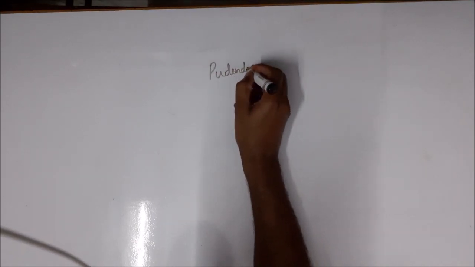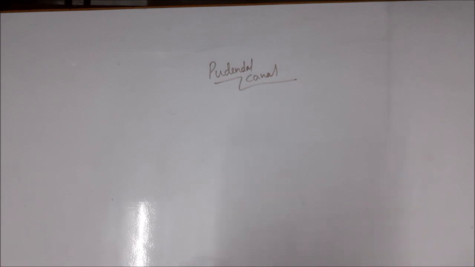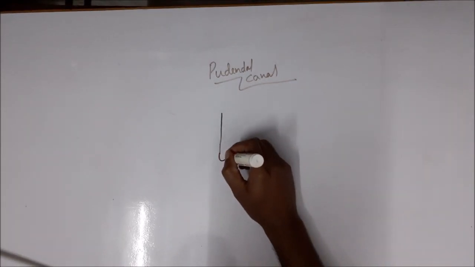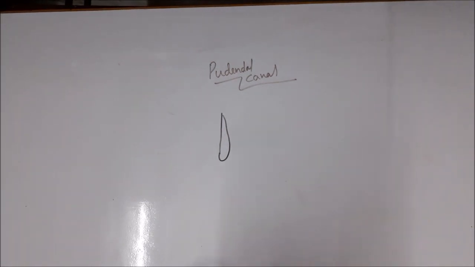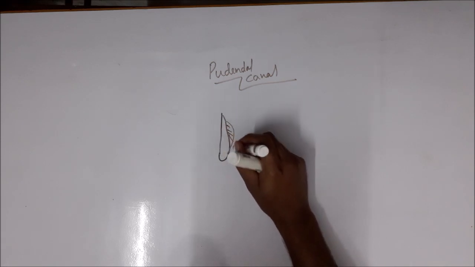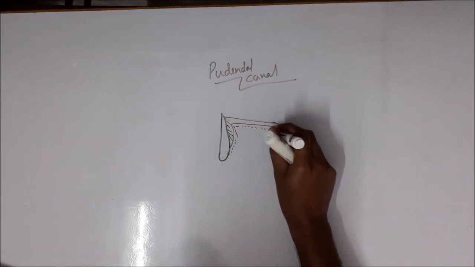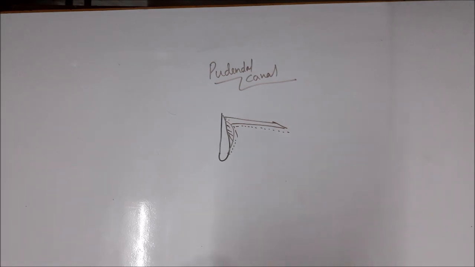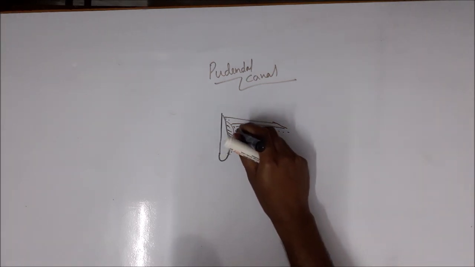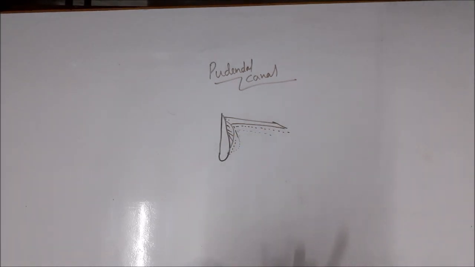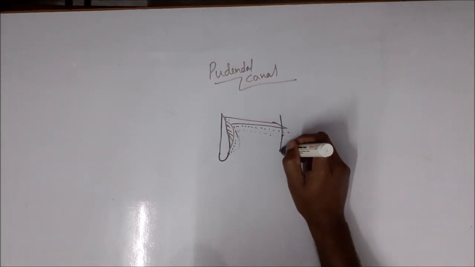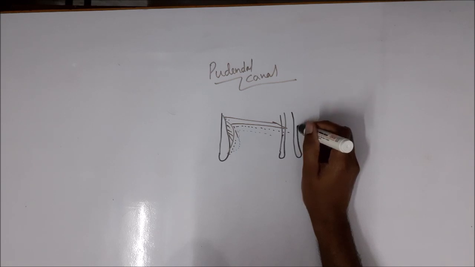Coming back to the pudendal canal, the other name for the pudendal canal is Alcock's canal. Where do you find this pudendal canal? The pudendal canal is present along the lateral wall of the ischioanal fossa. So this will be the obturator internus lined by the obturator fascia. From there we have the levator ani muscle lined by the anal fascia, and in between all this there is one more fascia called the lunate fascia. So the pudendal canal is present along the lateral wall of the ischioanal fossa.